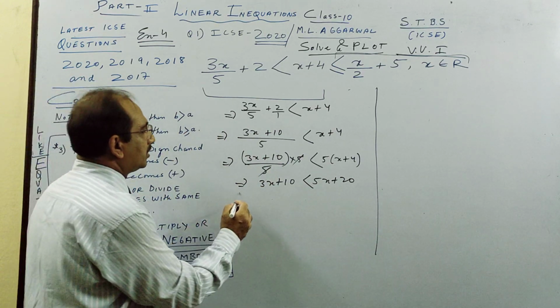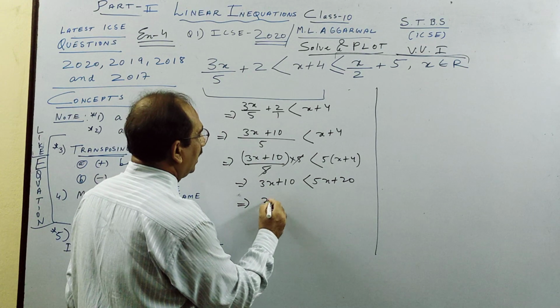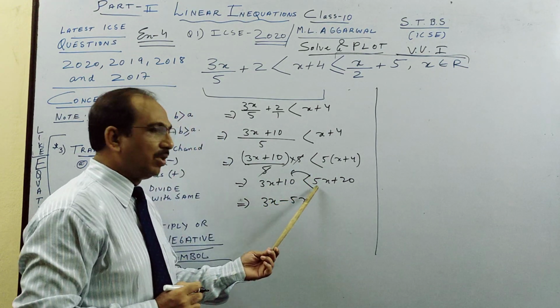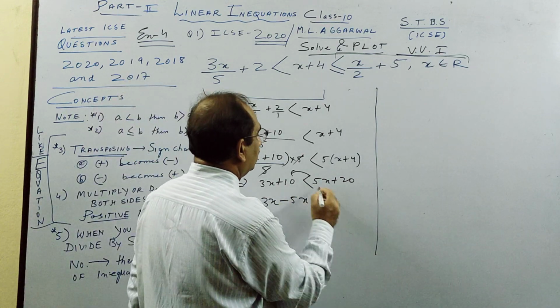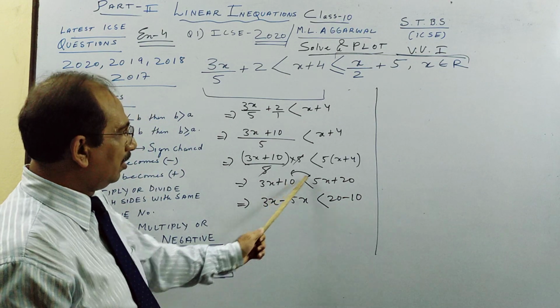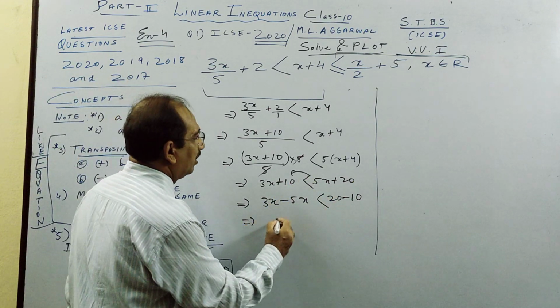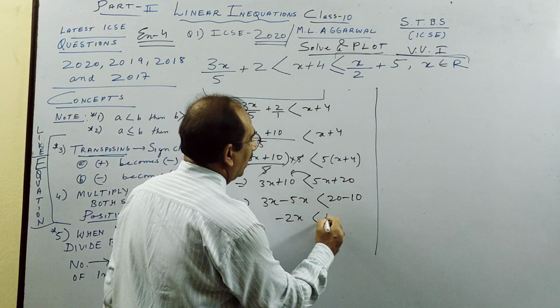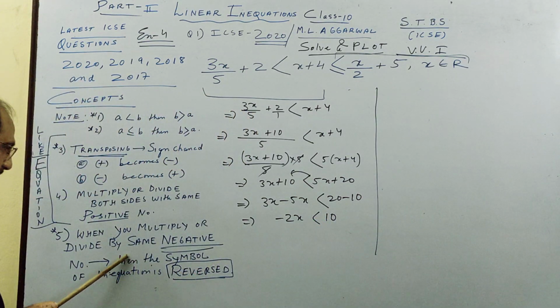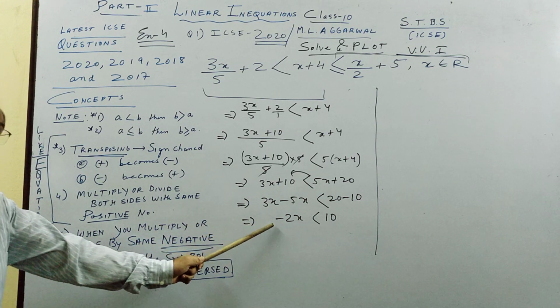One is based on this. See what happens. Here 3x comes here with a minus sign, and plus 5x becomes minus 5x. This 10 goes there with a minus sign. So we have finally minus 2x is less than or equal to 10. Now by this rule, when we divide, we have to divide here. I have to get rid.